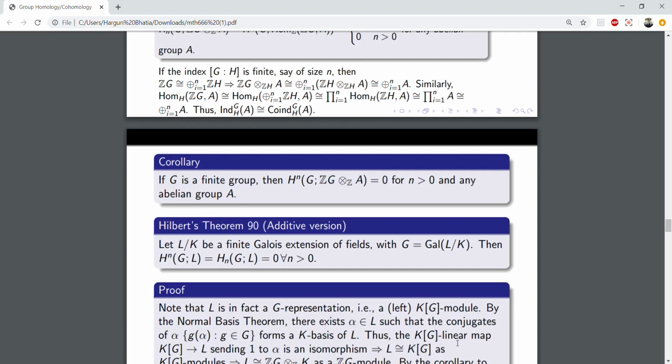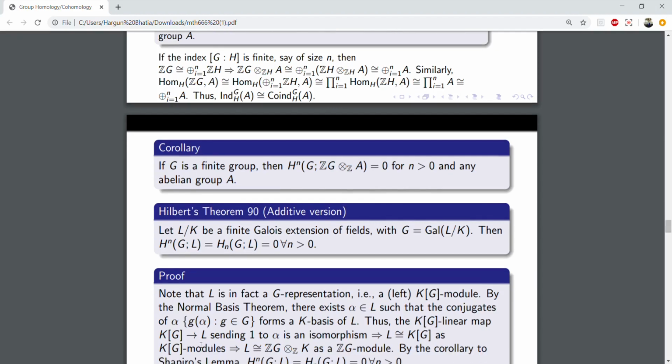Thus what happens is that if you think about this map from KG to L, which sends 1 to alpha, this is enough to give a KG linear map from KG to L. Since the Galois conjugates of 1 in KG, which are the group elements, form a basis of KG over K, and similarly their images, which are the Galois conjugates of alpha, form a basis of L over K, this tells you that this map is an isomorphism of K vector spaces. Once it's an isomorphism of K vector spaces, it's also an isomorphism of KG modules.